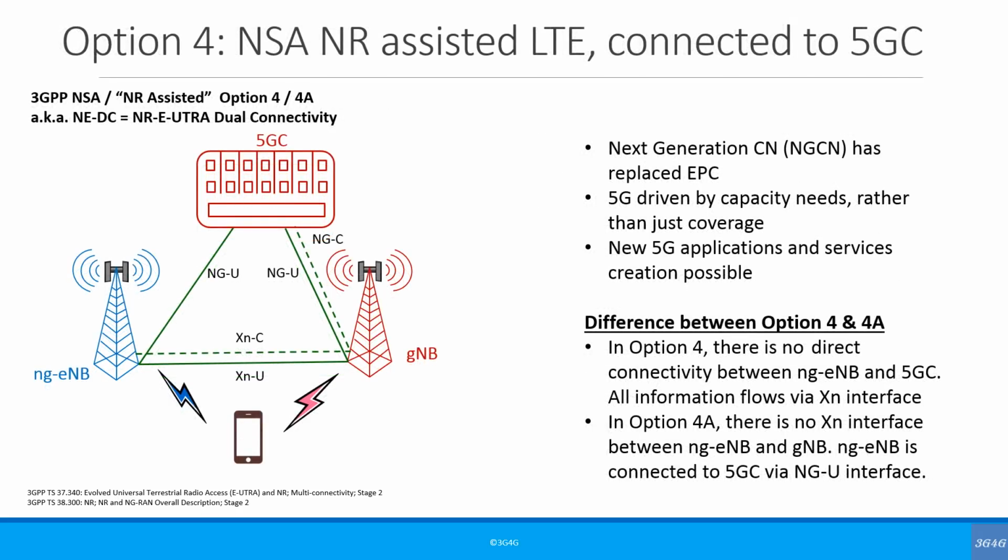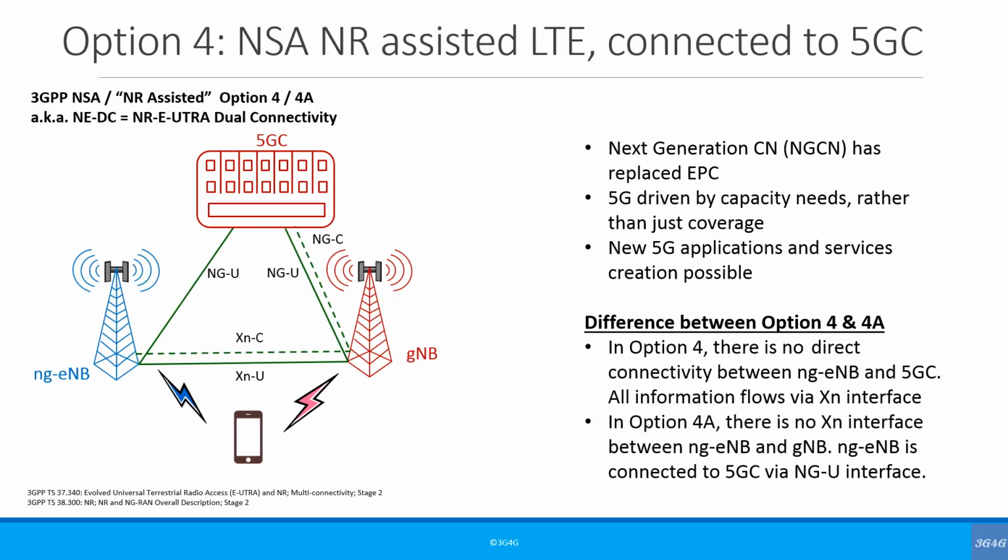So the final non-standalone option is option 4. So here the main difference compared to option 7 is that the new radio is the master node and the LTE is the secondary node. Okay, so remember in the last one it was the LTE master node and the new radio secondary. Here it's basically the new radio is the master and LTE is the secondary.